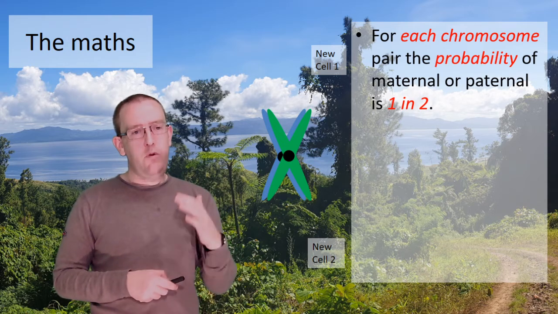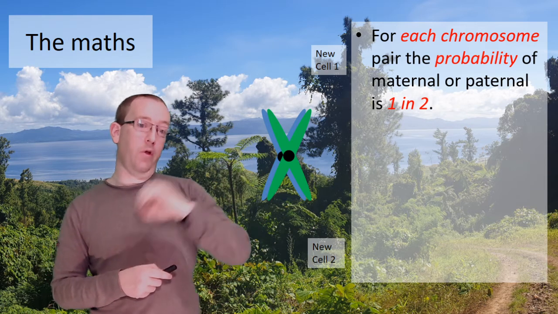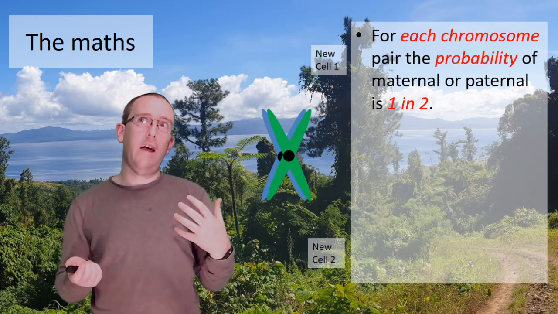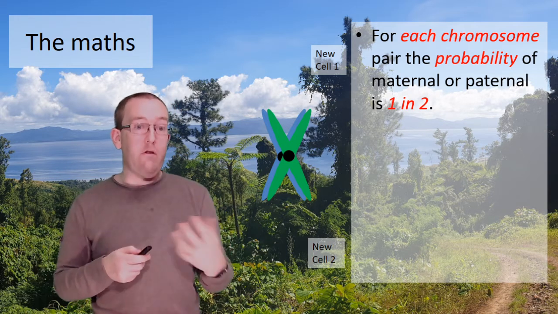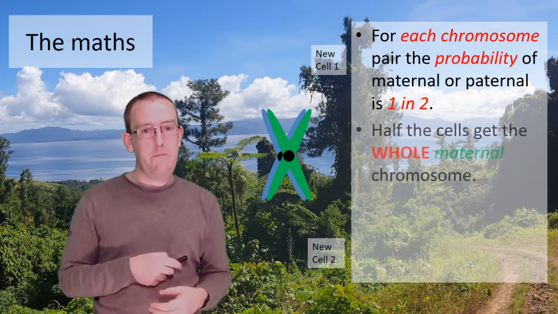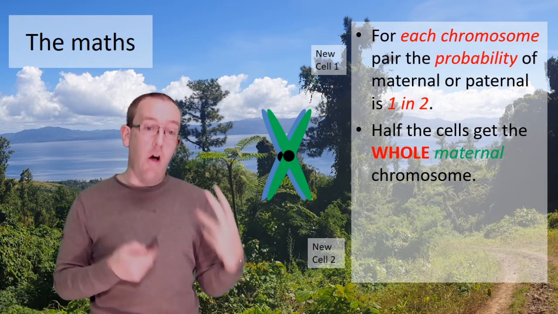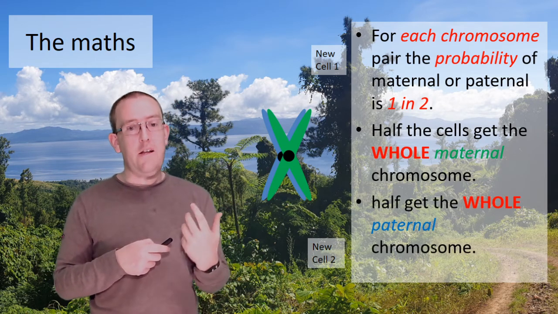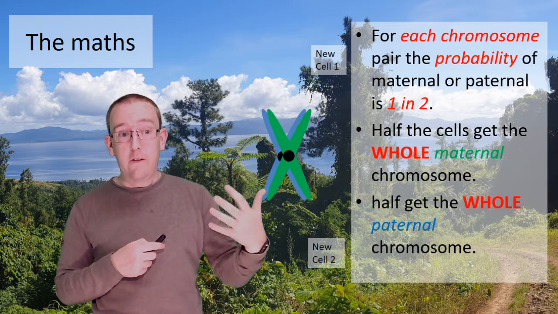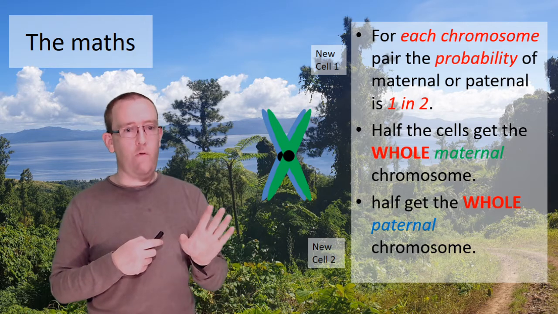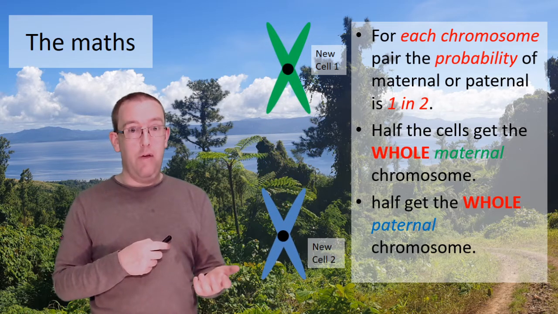For each chromosome, with independent assortment, the probability of a new cell getting the maternal or the paternal is 50-50. When you get that independent segregation at meiosis 1, you're either going to get all the maternal or all the paternal. So if we scale this up, half the cells are going to get the whole maternal chromosome and half of them are going to get the whole paternal chromosome. For this bit, we're ignoring crossing over a little. Crossing over obviously adds to the diversity, but just to get the point here, we're ignoring that for the moment.